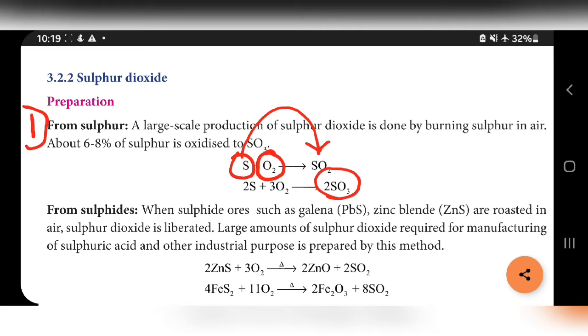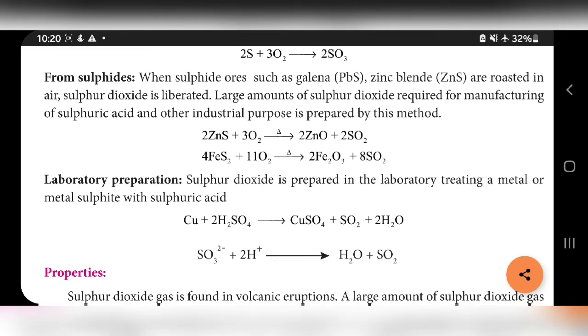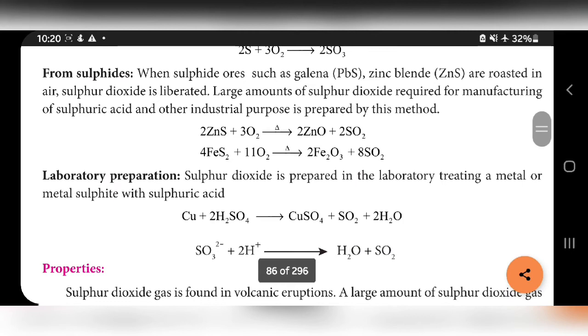So generally, burning sulfur in air produces sulfur dioxide. Next one, from sulfides. When sulfide ores such as galena, that is PbS, and zinc blende, that is ZnS, are roasted. Roasting means heating with excess of air.